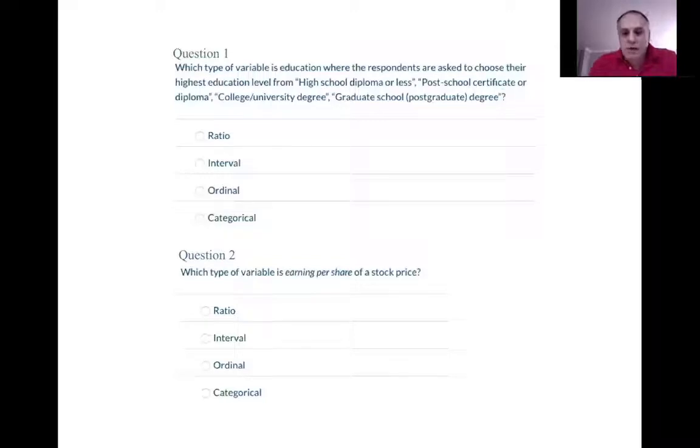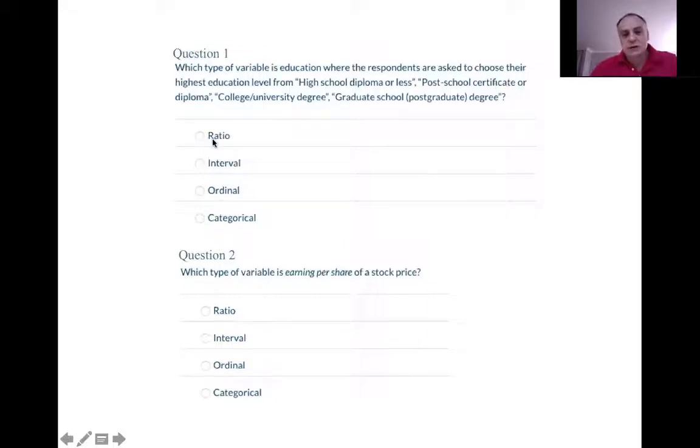I'm just going to take you through your quiz for those of you who just want to go over the quiz again. So I'll take you through the questions and explain the answers in case you weren't sure what they were. The first question was, which type of variable is education, where the respondent is asked to choose their highest education level? And you had to say which one of these it was.